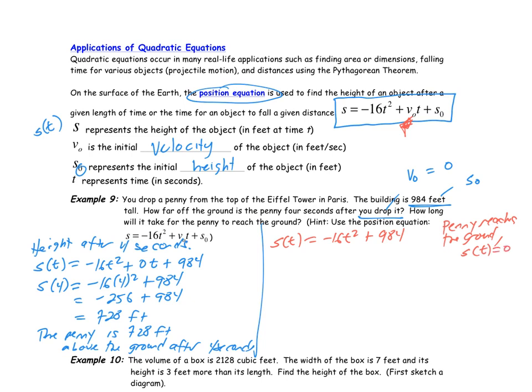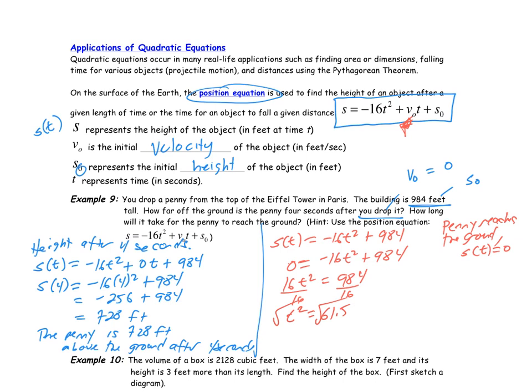What we're really trying to find is the time when the height is 0. So we need to solve when 0 is equal to negative 16t squared plus 984. To solve this, I would put the 16t squared on the other side, so 16t squared equals 984. Then we can divide both sides of the equation by 16. We get t squared is equal to, that turns out to be 61.5.